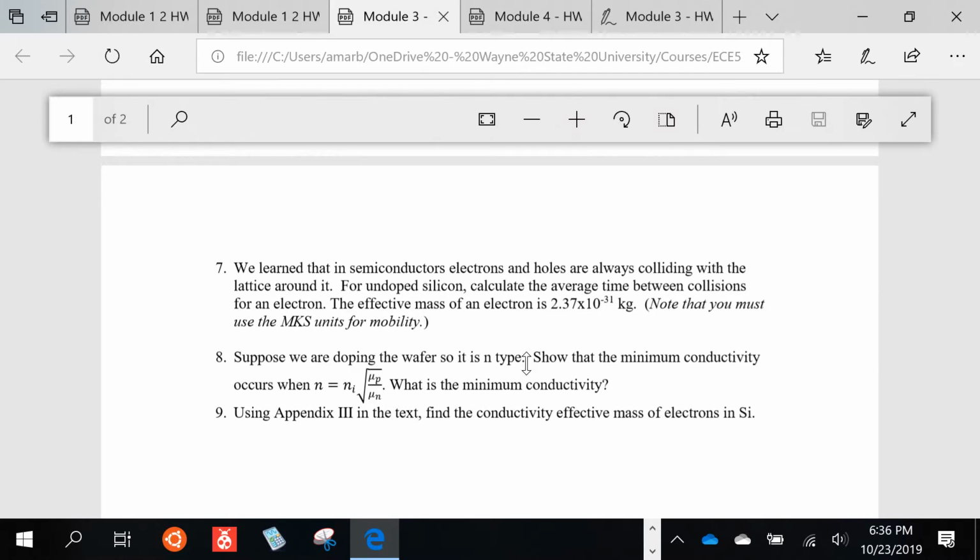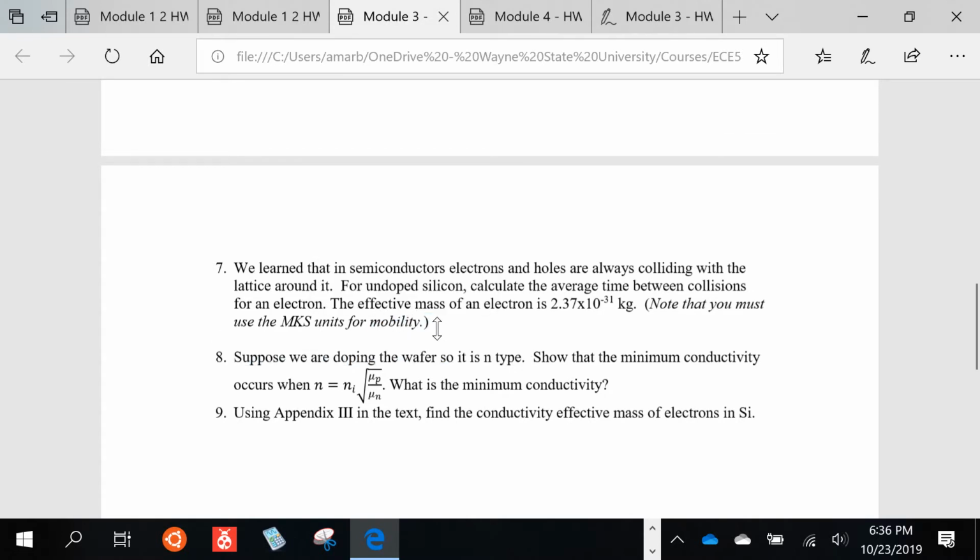I will mention to you if there's specific units that I want. Yeah, like this particular problem, this was actually a hint that I was giving you, because the effective mass is given in kilograms. I was suggesting using MKS units here. Yeah.